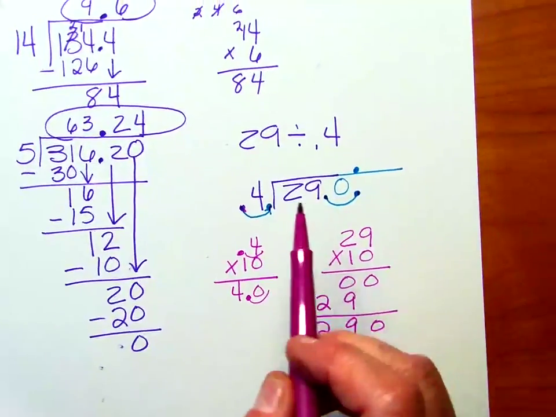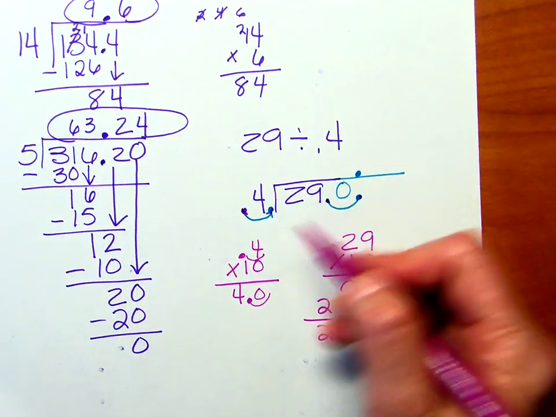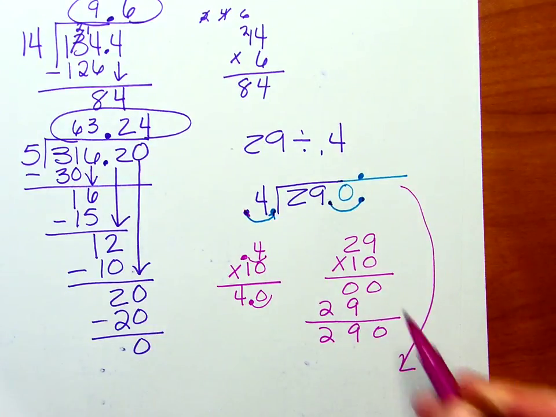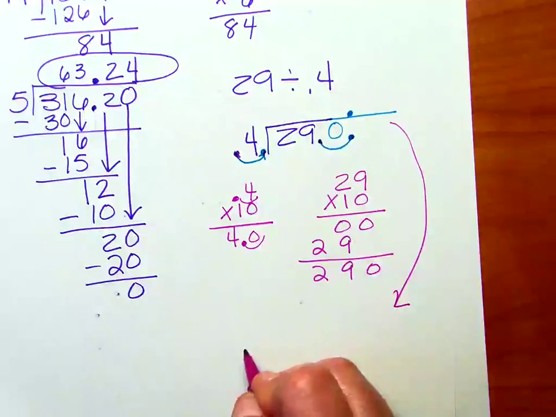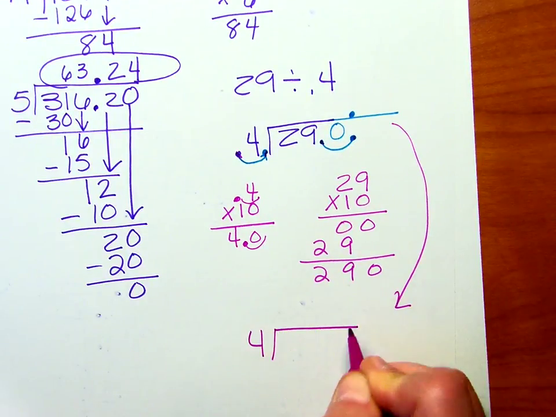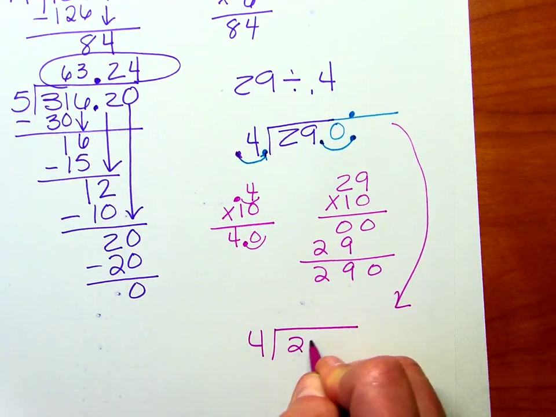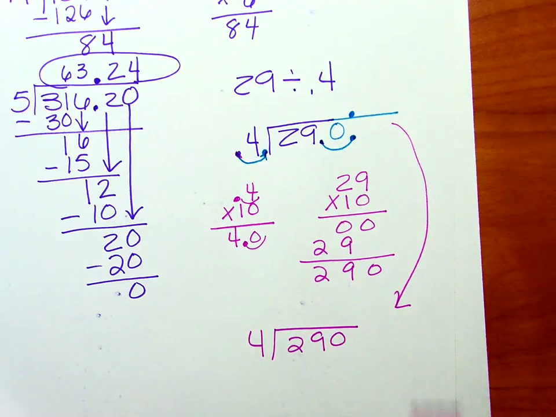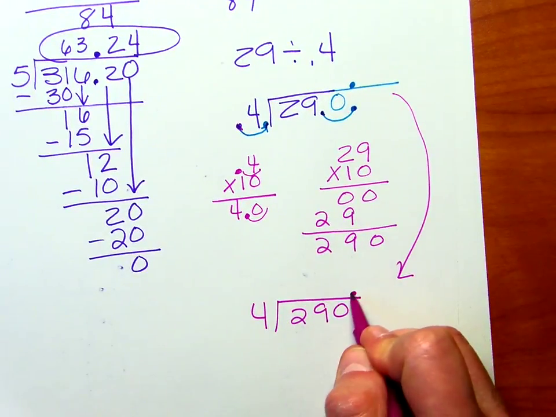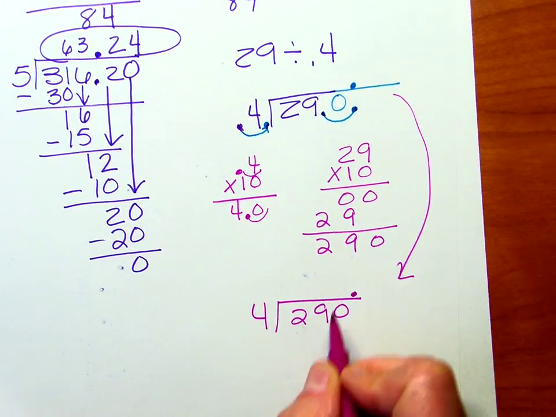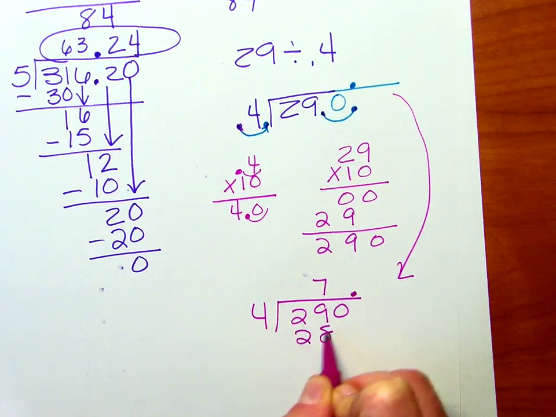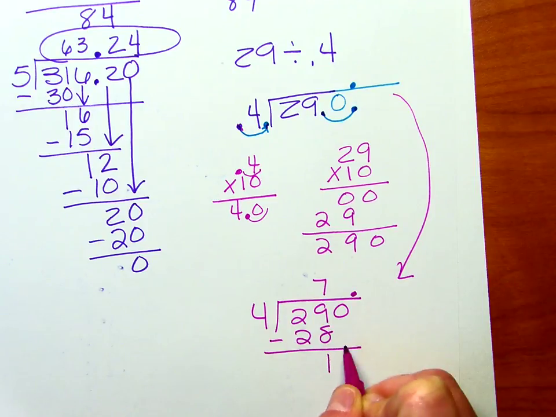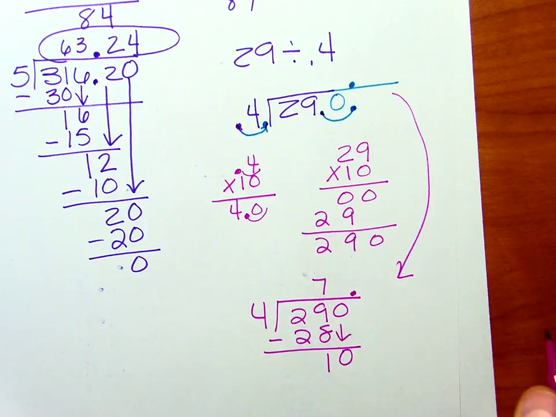Let's go ahead and divide now. I'm going to rewrite this because I kind of created a mess here. We've got 4 and 290. Now 4 goes into 29 7 times. That's going to give us 28. 1 left over, bring down the 0.